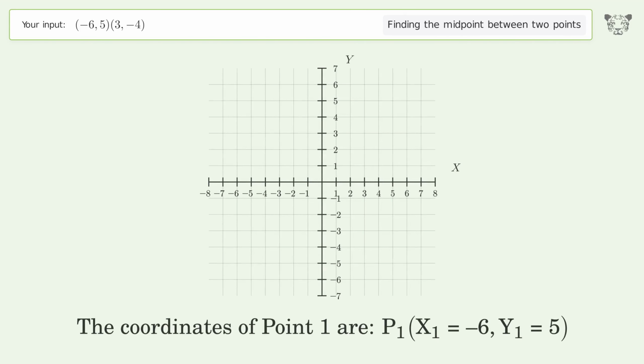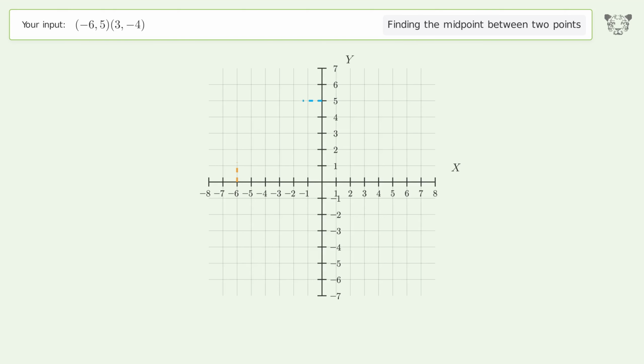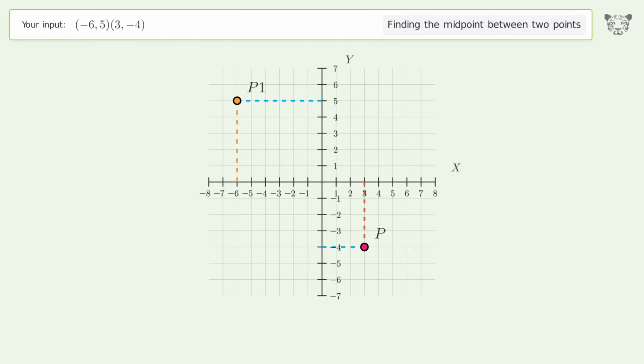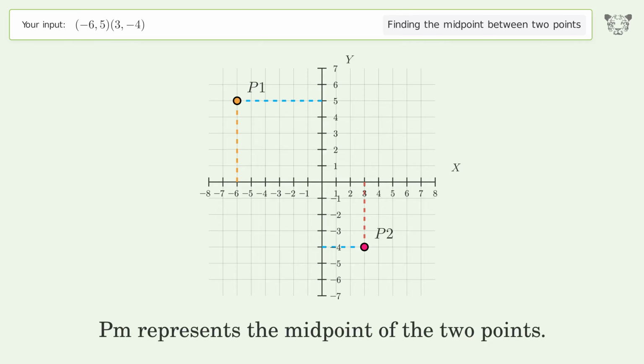The coordinates of point 1 are, x1 equals negative 6, y1 equals 5. The coordinates of point 2 are, x2 equals 3, y2 equals negative 4. PM represents the midpoint of the 2 points.